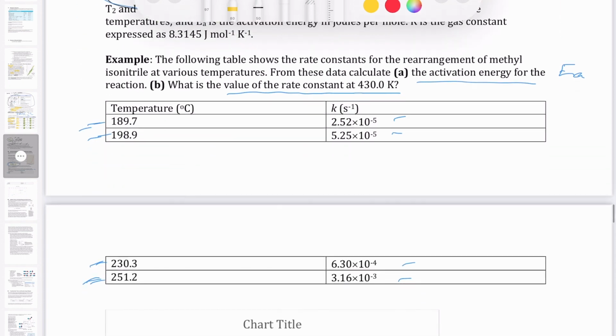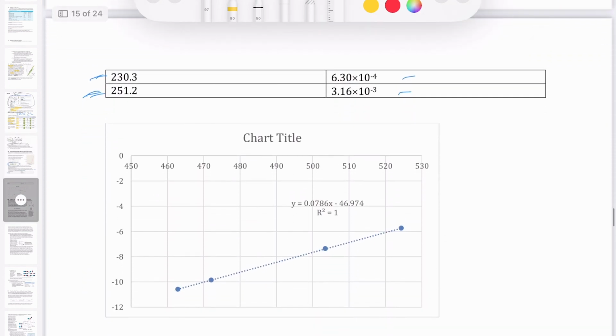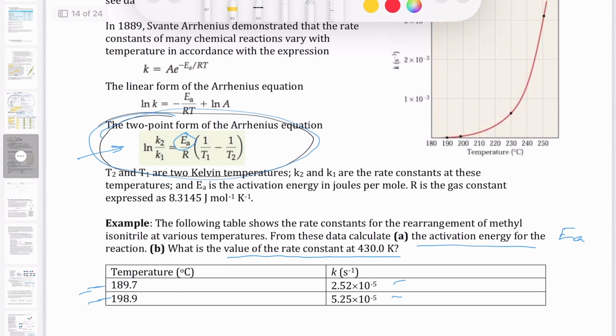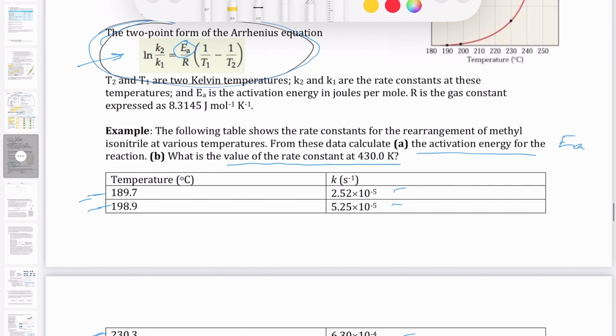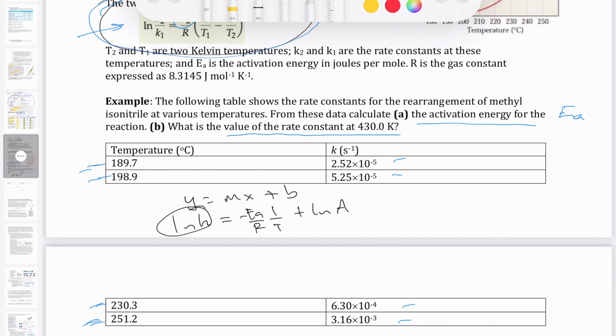That wouldn't be as good as this method that I chose to do, which is to plot it. So I can plot it because this equation is a linear equation, right? Remember that a linear equation has the form of y equals mx plus b, and I can see that this is ln k equals negative Ea over R times 1 over T plus ln of A. So in other words, if I were to plot ln of k as my y-axis and 1 over T as my x-axis, I should get a downward sloping line, a negative slope line, and the slope of that line is going to be equal to negative Ea over R.